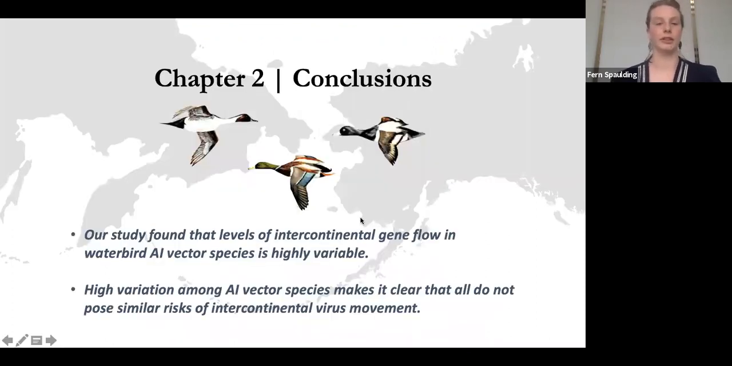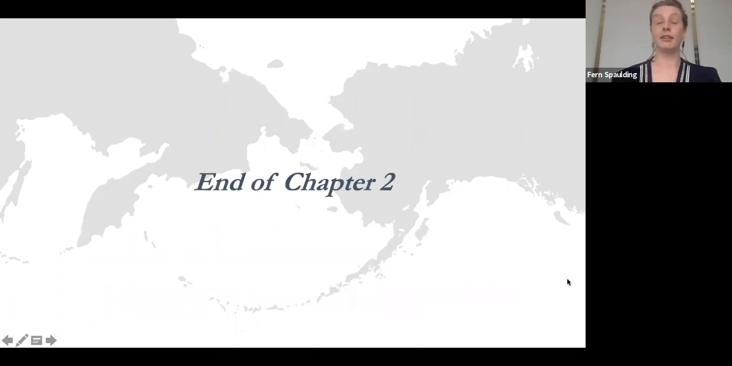Chapter 2 conclusions. Overall, our study found that levels of intercontinental gene flow in waterbird avian influenza vector species is highly variable. And this high variation among these avian influenza vector species makes it clear that all do not pose similar risks of intercontinental virus movement. And that is the end of my chapter 2.